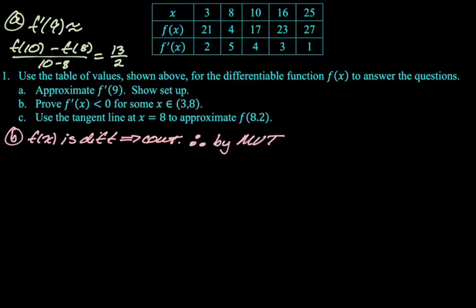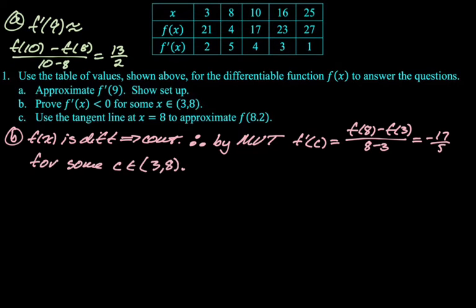Therefore, by mean value theorem, 3 and 8 are adjacent. They're like right next to each other in the table, so there's really not much to think about here. We just try to do it. f prime of c equals f of 8 minus f of 3 over 8 minus 3. That's going to be 4 minus 21, which is negative 17 over 5. And that is negative. So I'm going to say that's for some c between 3 and 8. That's what the mean value theorem guaranteed.